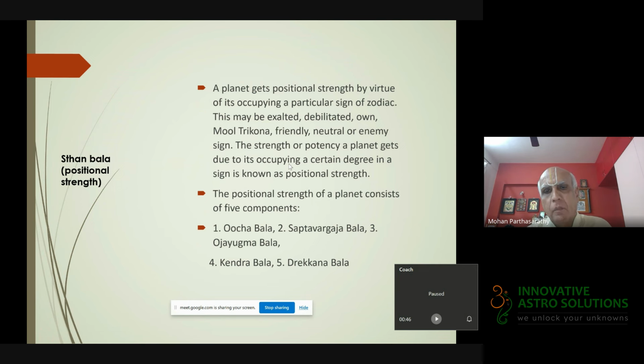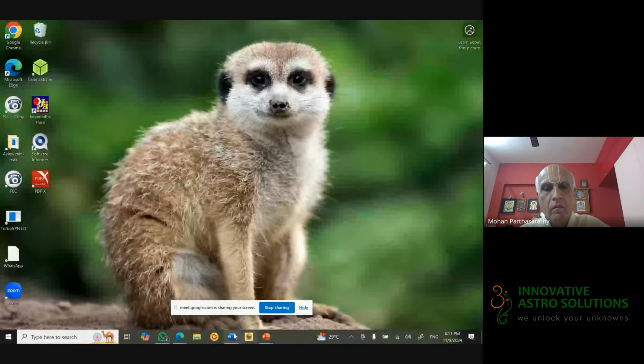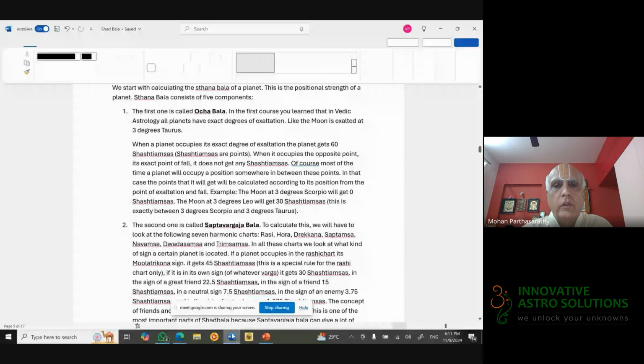The positional strength of a planet consists of 5 components, namely Uchabala, Saptavargaja Bala, Oja Yugma Bala, Kendra Bala, and Drekana Bala. Uchabala is nothing but when the planet is in exaltation. So when the planet is in exaltation, it gets 60 amsas.